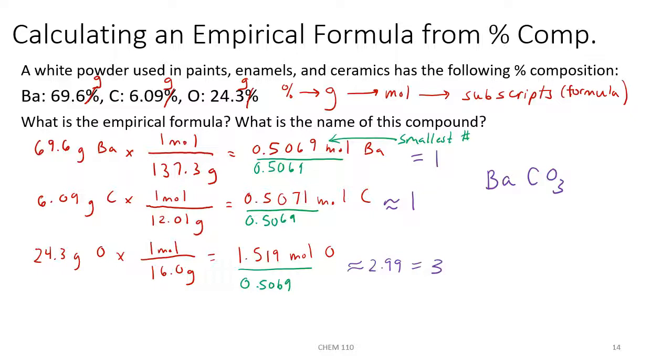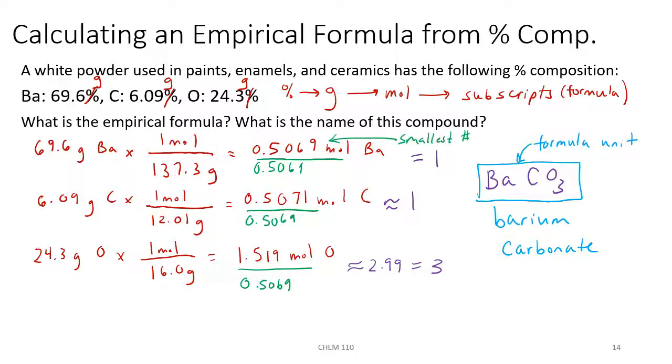And how would we name this? This would be barium, and then CO3 is carbonate. So this is our empirical formula, or our simplest chemical formula. And since barium carbonate is an ionic compound, it makes sense that the empirical formula is actually the true formula, since BaCO3 is a formula unit for this compound, since it is ionic.